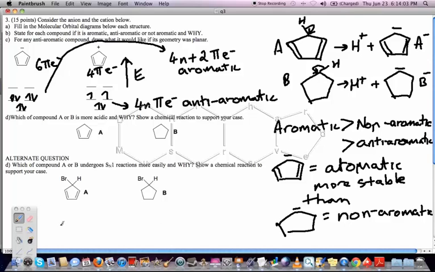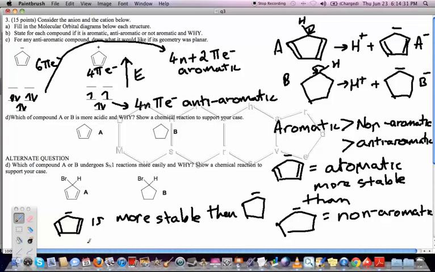Now the last thing we would do here is we would write some sort of statement, and that statement would be something like this. The statement would reflect the fact that since this anion is more stable than this anion, it means that this compound, the original compound, is more acidic than that. So all three of these parts are necessary.